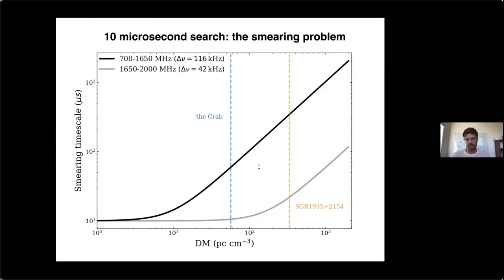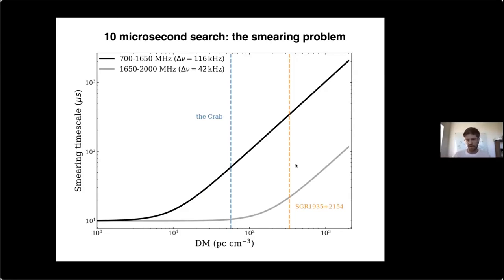So our plan is to do a sort of customized channelization scheme in firmware, probably designed and built by Jack Hickish, where the top quarter of our band will have the same number of channels as the bottom three quarters. And because smearing is significantly less detrimental up there, the smearing curve is a lot better in the top quarter than the bottom three quarters, as you can see from these curves, where I plotted the smearing time scale in microseconds as a function of dispersion measure.